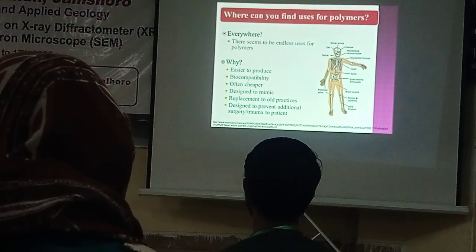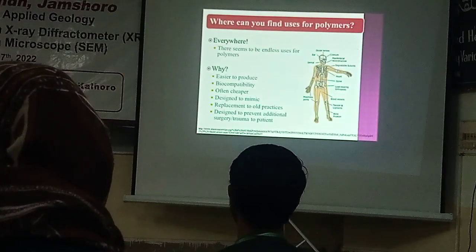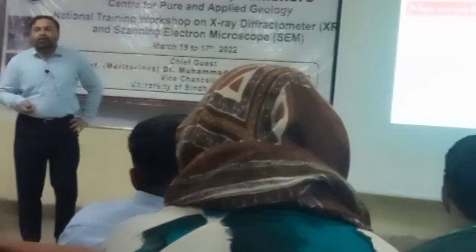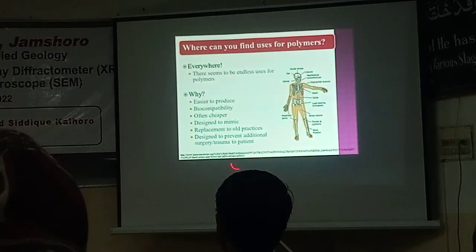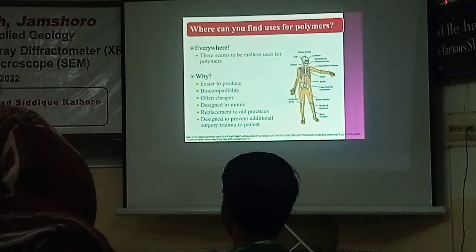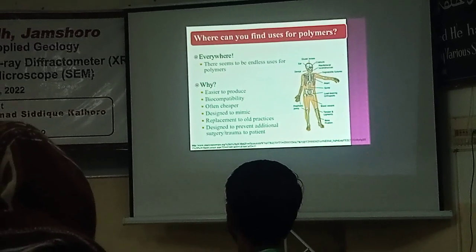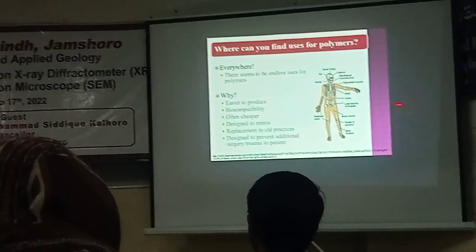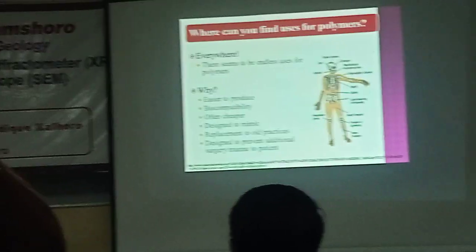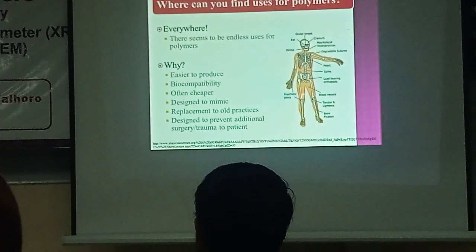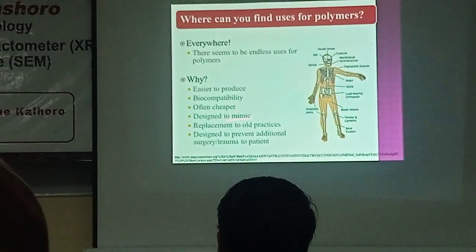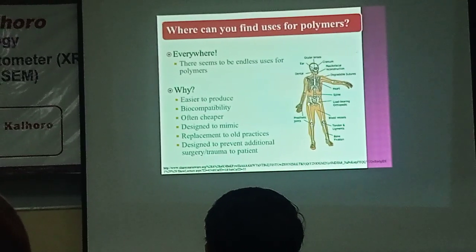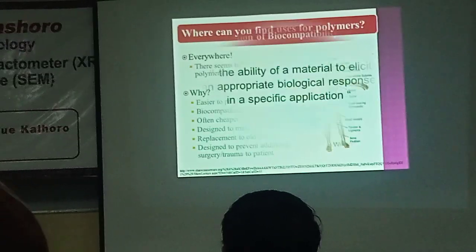So where can you find the use of polymers? The simple answer is everywhere. You can use polymers in different kinds of applications throughout your body, because your body is full of different kinds of material. So you can select your material according to your need. You can do tissue engineering, or you can produce human body parts with the help of different polymers by utilizing their different properties. They are easy to produce, and they are biocompatible in nature.